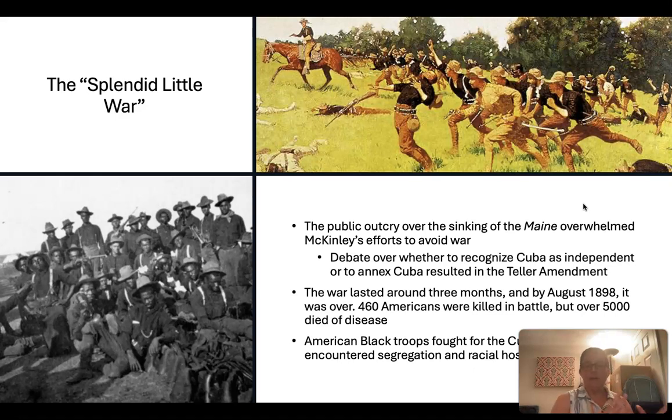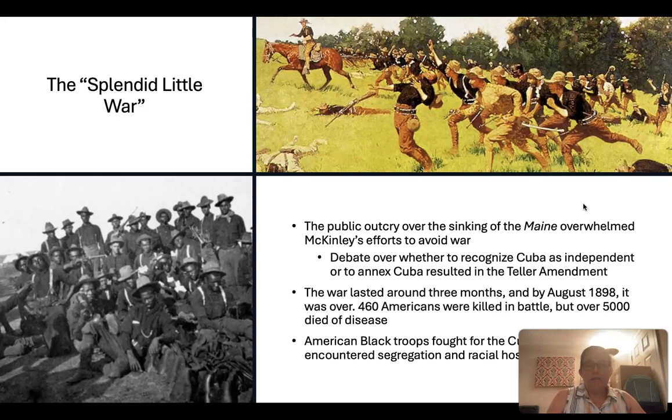Nearly half of the Cuban insurgents were Black, but they were fully integrated into the Cuban rebel army, whereas African American soldiers had to fight in these segregated units. So it was a really interesting conflict in that respect.